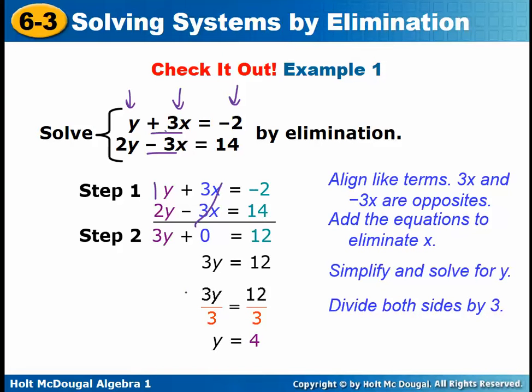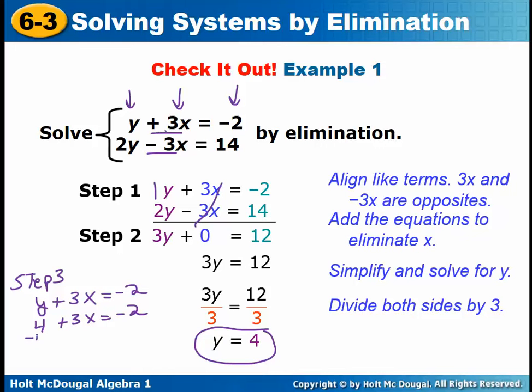Now, once you have the first variable, then step 3 is to find the next variable. So for step 3, we take what we got for y and we plug it back into one of our original equations. Now pick the equation that looks the easiest. The top looks easier than the bottom because there's no number in front of the y term. So I take my y value of 4 and I plug it in, and then I solve this for x. So I subtract 4. So 3x equals -6. And we get that x is equal to -6 divided by 3, which is -2.